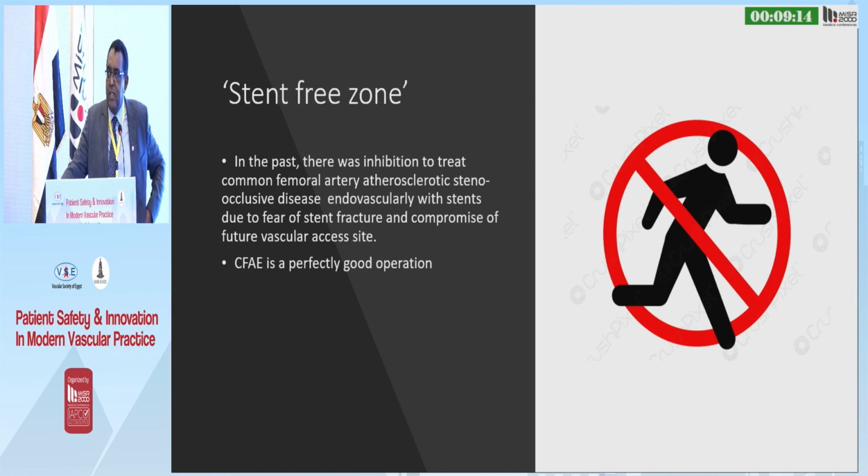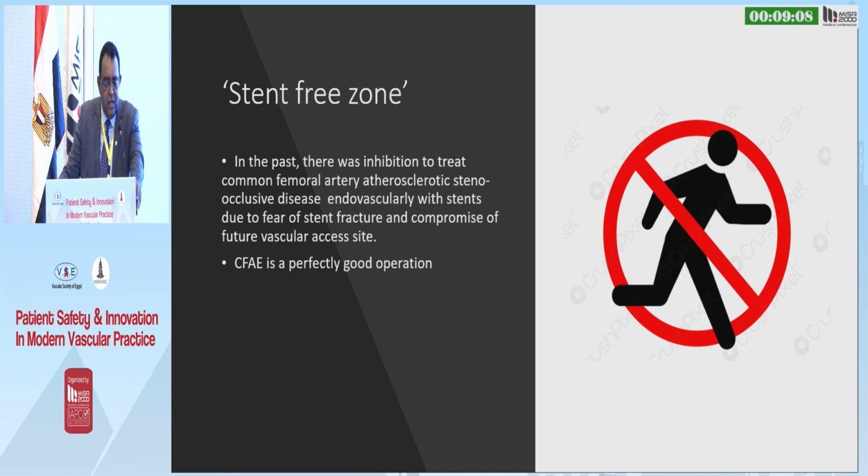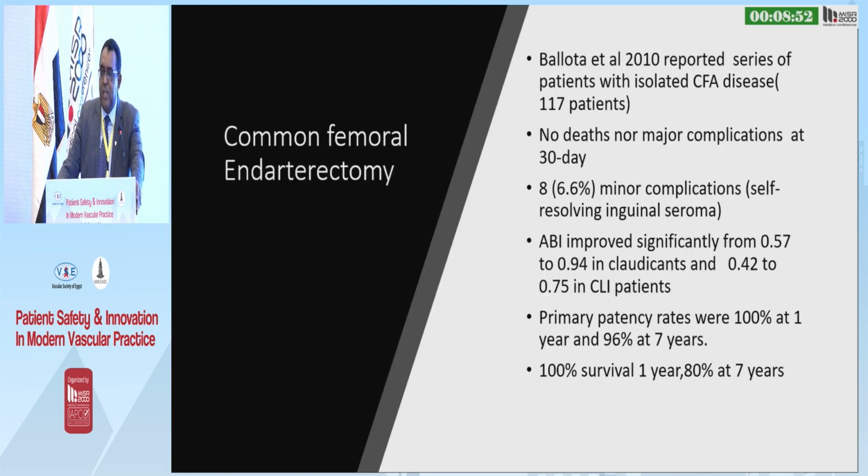And once you've deployed a stent in the common femoral artery, it makes future attempts at access very difficult. So you only get one bite of the cherry. And common femoral endarterectomy is a perfectly good operation. So why do we need to improve on it? I'm going to try to maintain some equipoise and look at both options fairly. So what is the evidence that the common femoral endarterectomy is a good operation?